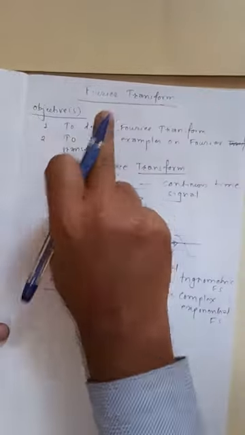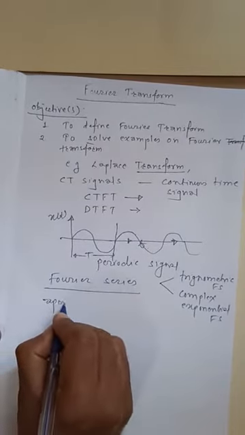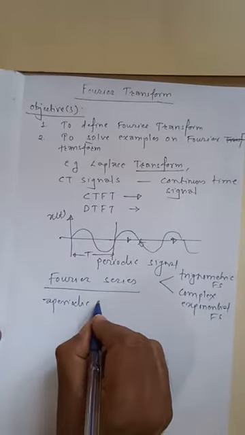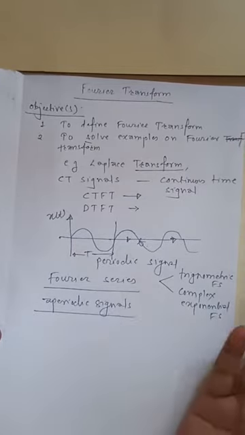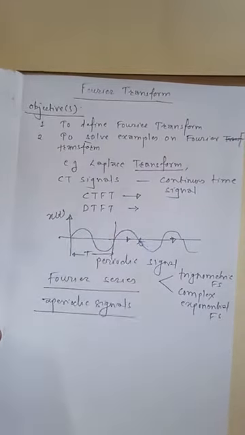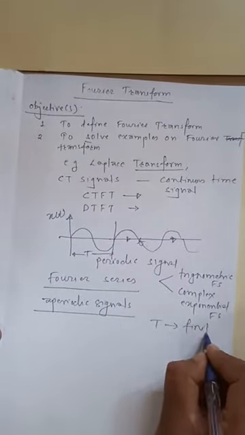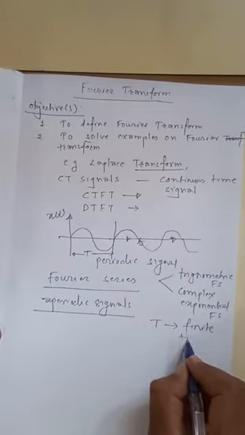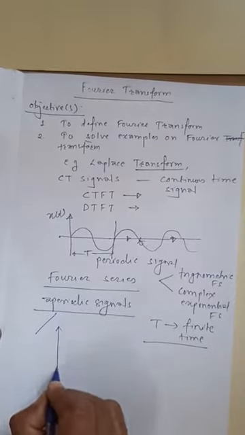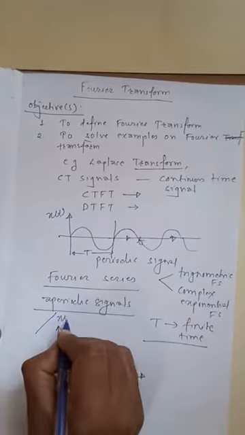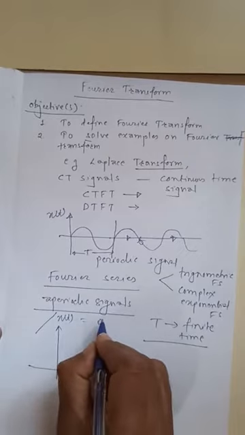Now, as we are dealing with the Fourier transform, we know the aperiodic signals. Aperiodic means which are not periodic. Periodic signals have a fixed time period, so T is fixed, or you can say a finite time period. Now for the aperiodic signal, for example, consider x(t), with t on the axis. Suppose x(t) is equal to e raised to minus a t.